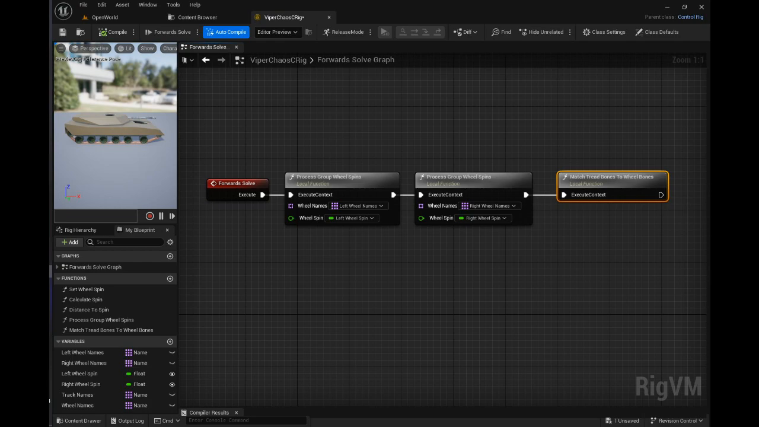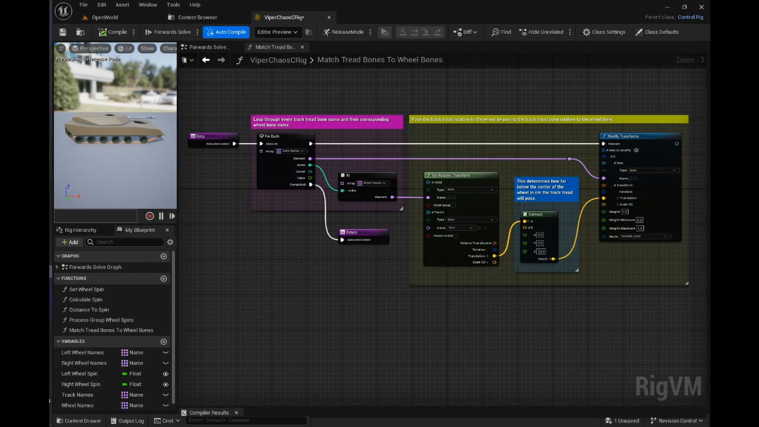For every wheel bone, there's a track bone right below it. And this function will iterate through every track bone and every corresponding wheel bone. It will take the track bone and set it to a position so many centimeters below the wheel bone. And this is where we determine just how far below the wheel bone we want the track to sit. One place, one value needs to be changed. Very maintainable, very flexible.